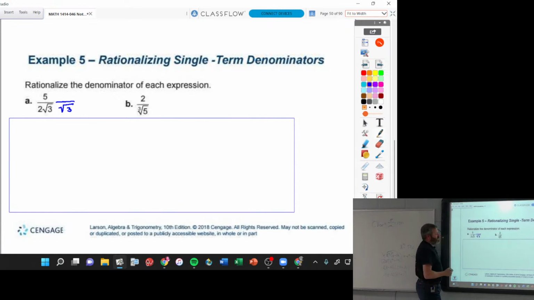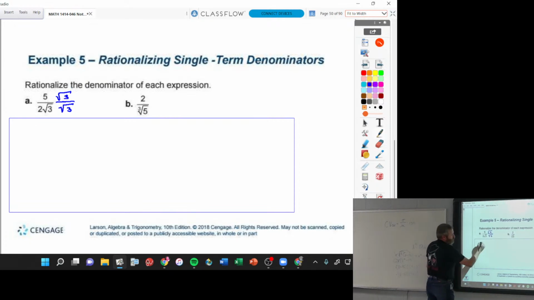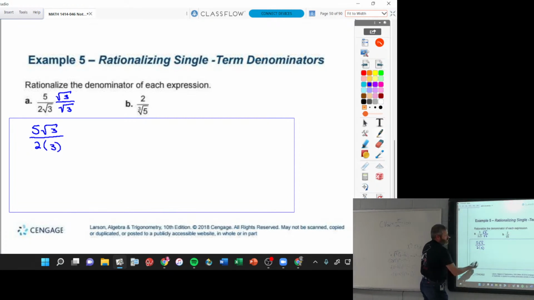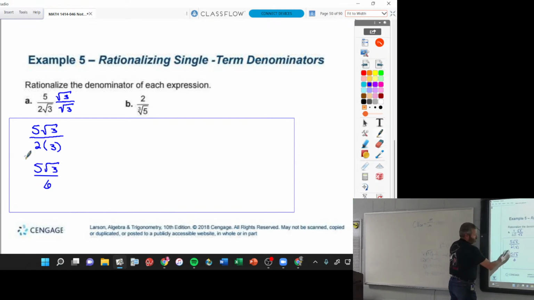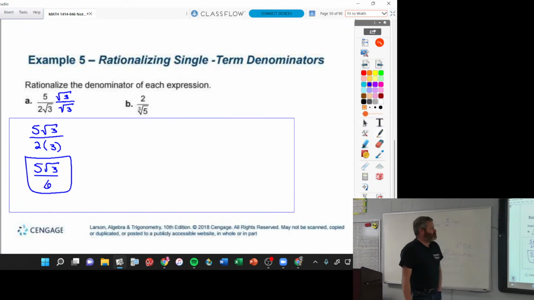Anything you do to the bottom, you must do to the top. So I'm going to multiply the top by the square root of 3 as well. The top is now 5 square root of 3. The bottom is 2 times the square root of 3 times the square root of 3, which is 3, so the bottom is 6. The result is 5 square root of 3 over 6. 5 and 6 don't reduce, so there's nothing else I can do with that.